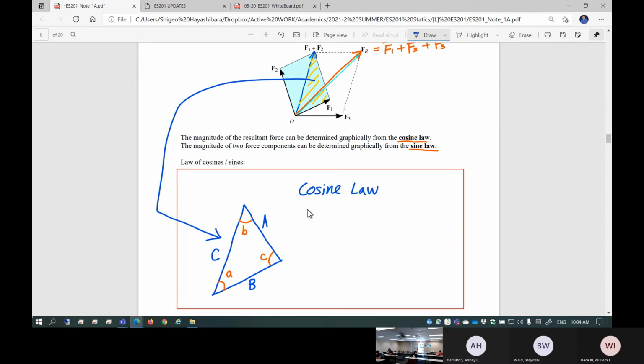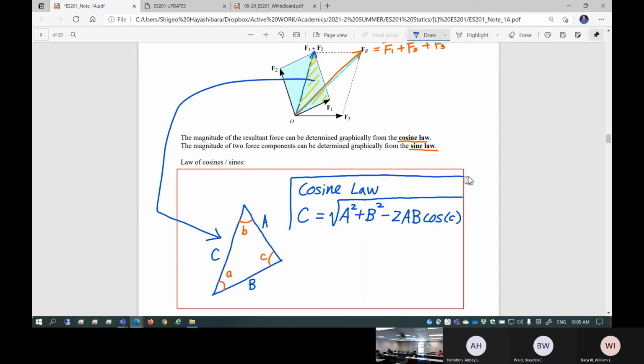Cosine law basically says that the length of edge C can be given by taking the square root of the length of edge A squared plus the length of edge B squared minus 2 times the product of edge A and edge B multiplied by the cosine of angle C. This is cosine law. Quite important.